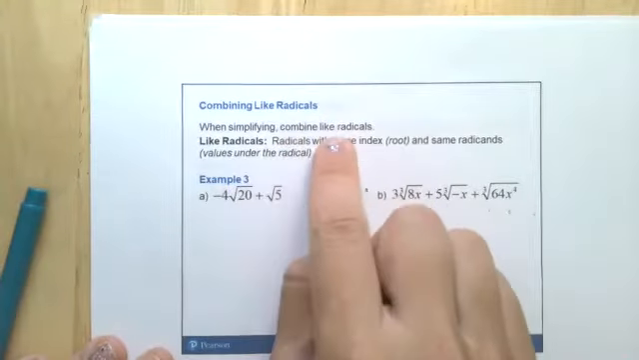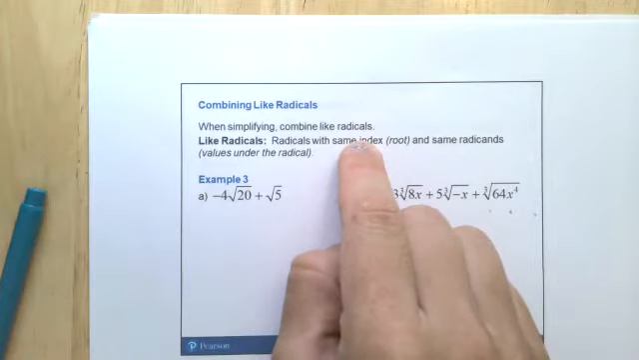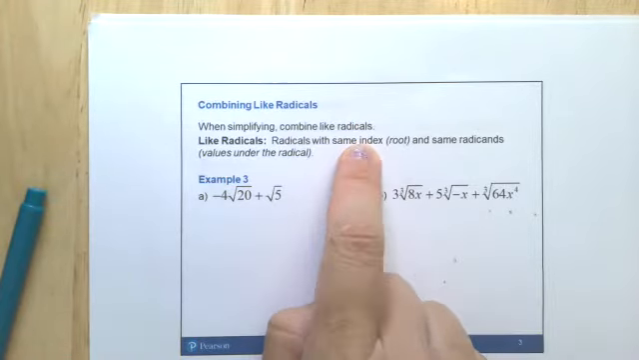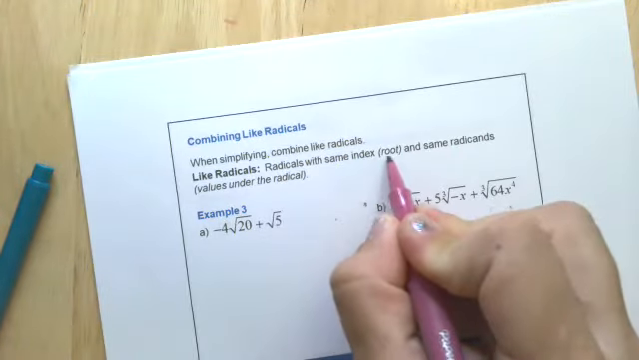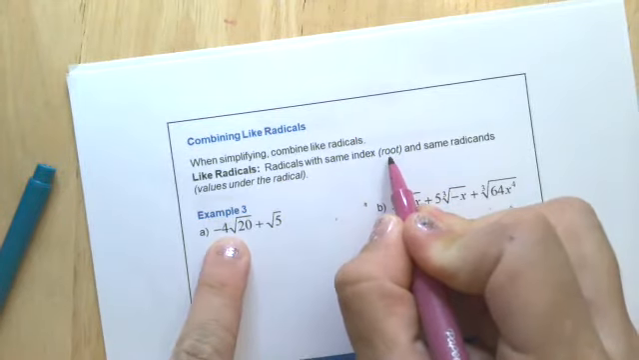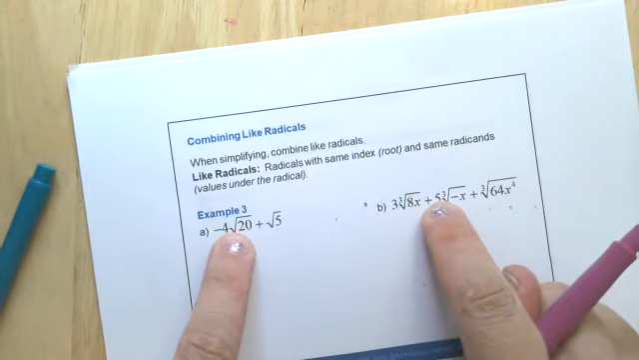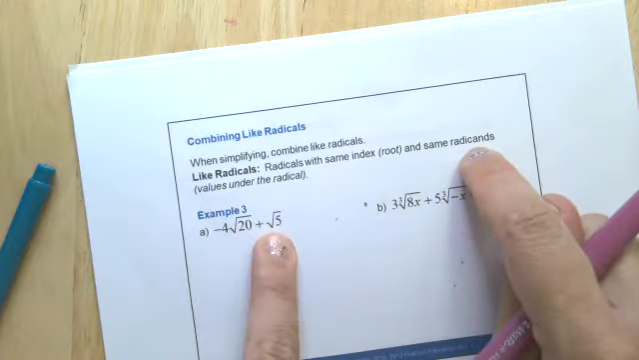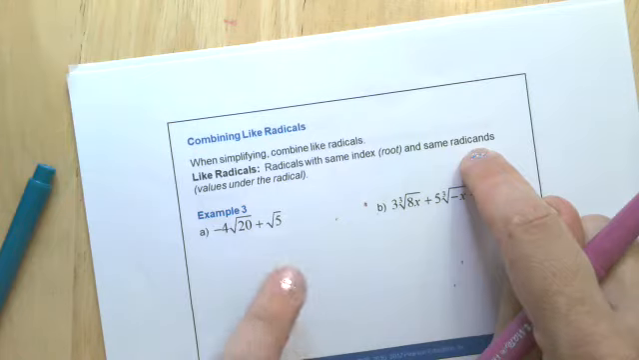Now you're combining like radicals. The key word is like. So if they are not alike, you cannot combine them. So we want to make them alike. If they're alike, they have the same index or root. That's this number right here, with the 3 or the invisible 2. And the same radicand, the number under it, the 5 and the 20. So these are not the same radicand. They are the same index.